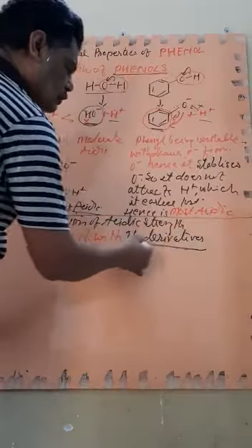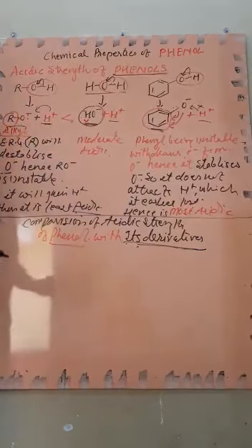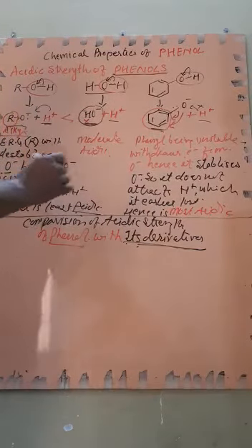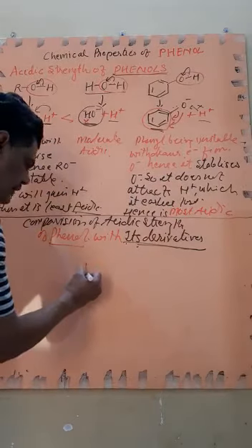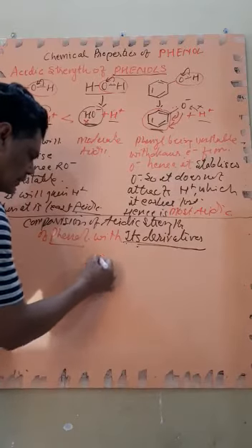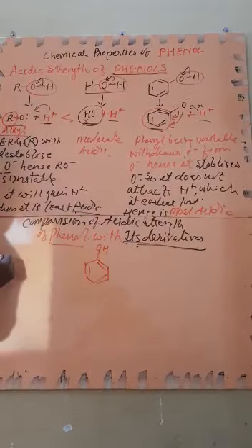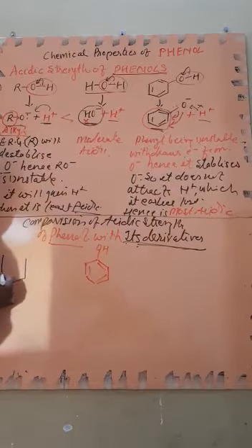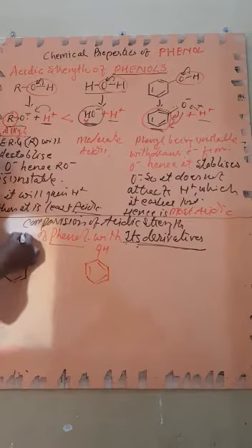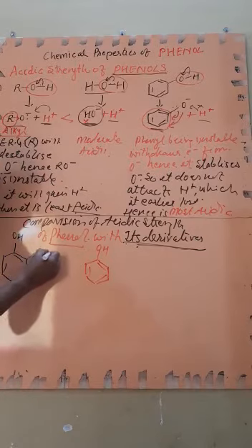Student, derivatives means what? If in a benzene ring there are electron releasing groups or electron withdrawing groups present, then it is called a derivative. Like if we consider a simple phenol, this is OH. This is a simple phenol. But what is the meaning of its derivative? Derivative means that with phenol there is an electron withdrawing group.